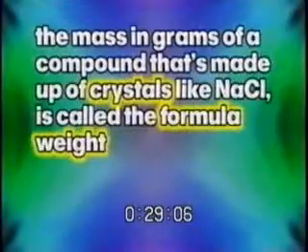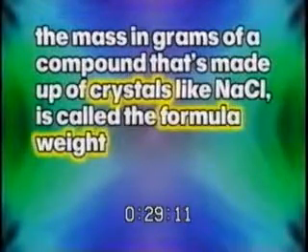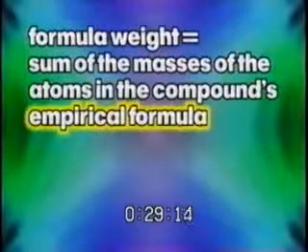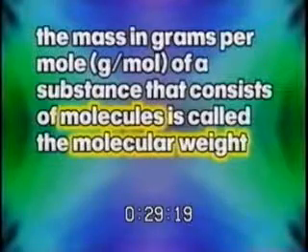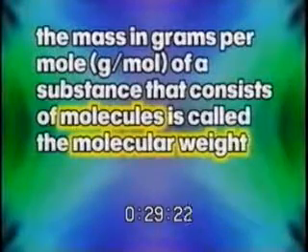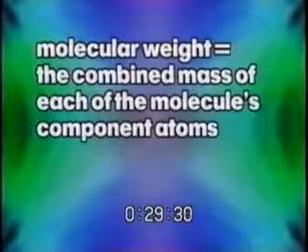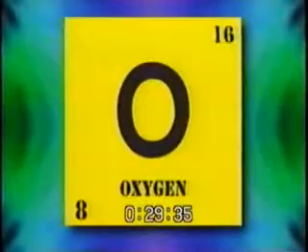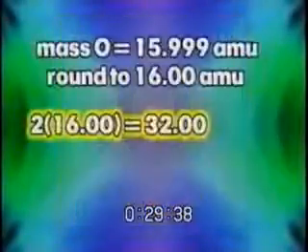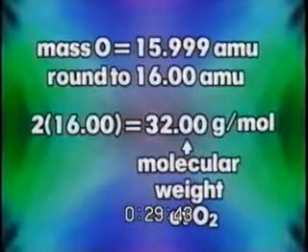The mass in grams of a compound that's made up of crystals, like NaCl, is called the formula weight. The formula weight is just the sum of the masses of the atoms in the compound's empirical formula. The mass in grams per mole of a substance that consists of molecules is called molecular weight. To find molecular weight, take the mass of each of the molecule's component atoms in AMUs and add them up. So for instance, to find the mass in grams per mole of the oxygen molecule in our pressure example, just find the mass of oxygen, multiply it by 2, and slap the unit grams per mole on the end.